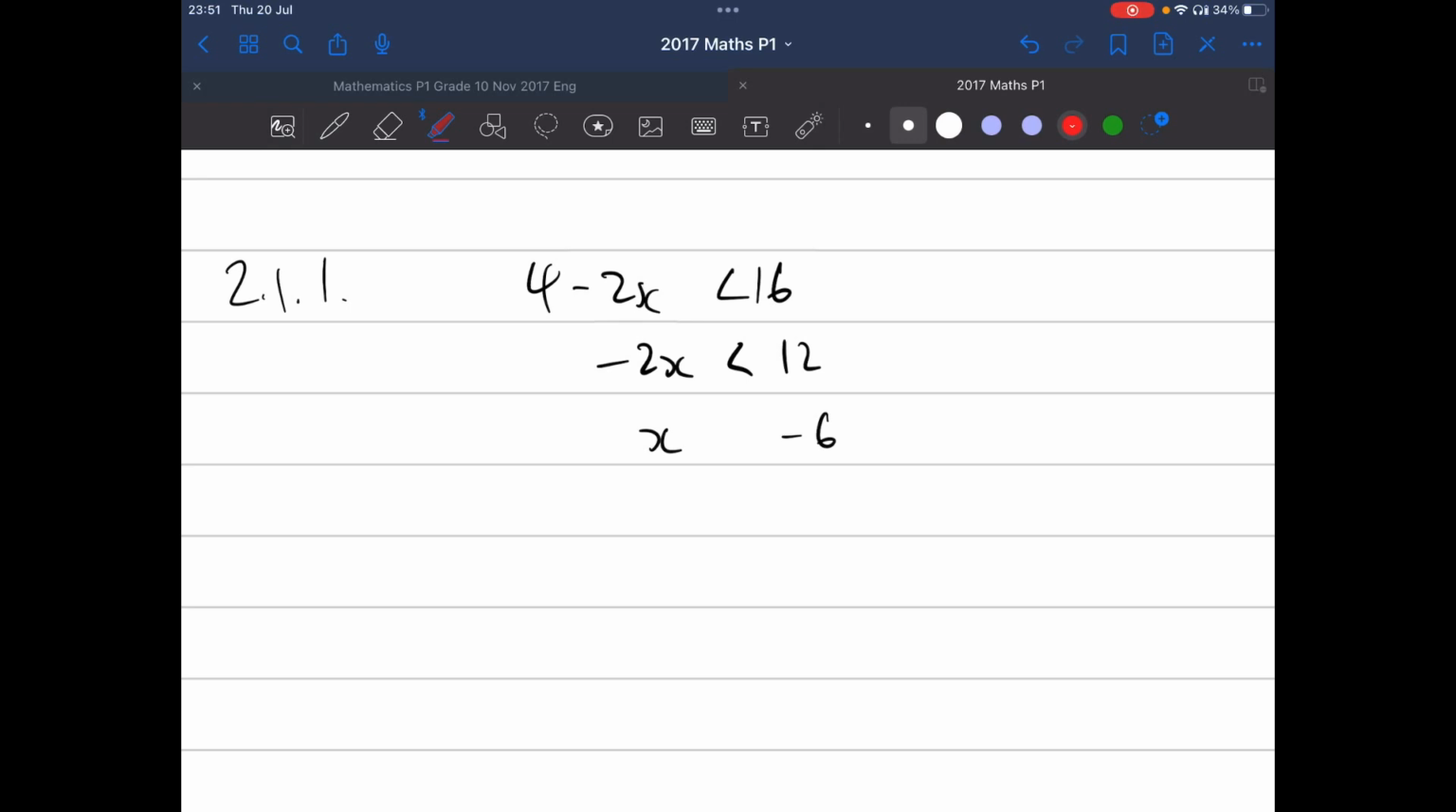Now here's where the catch comes in. Whenever you have an inequality and you're dividing by a negative, so here we divided by negative 2, the sign switches around. Okay, so now instead of being less than, it will be greater than. So there's your answer there. X is greater than minus 6.